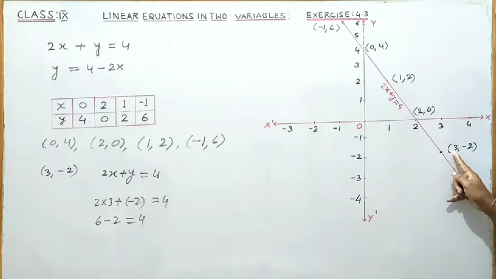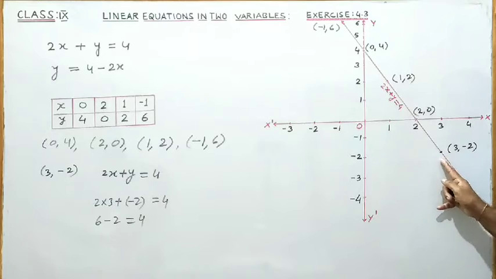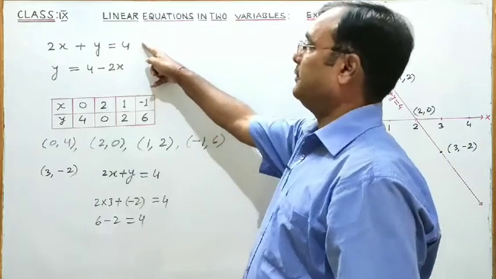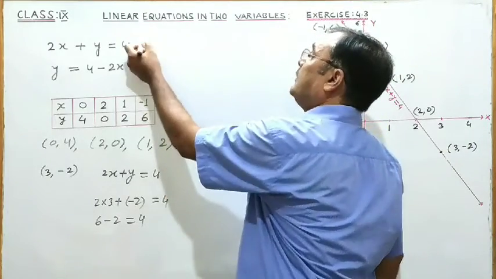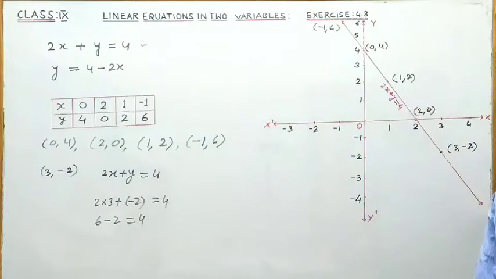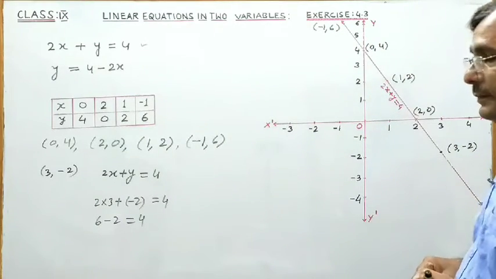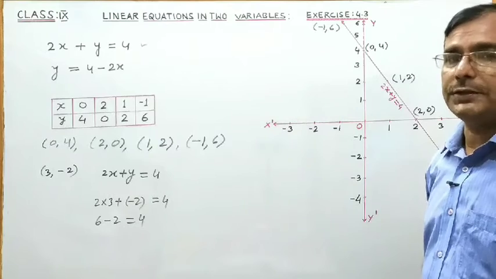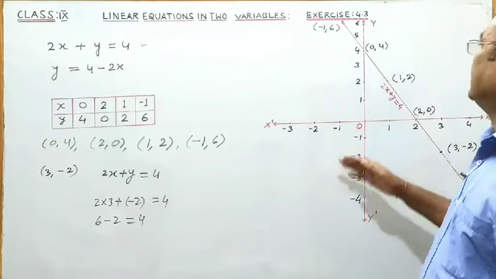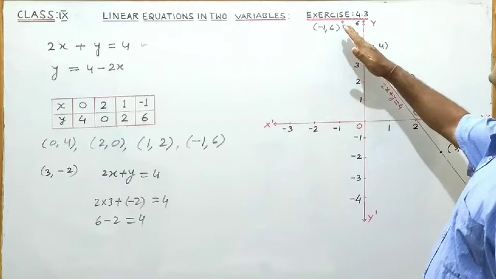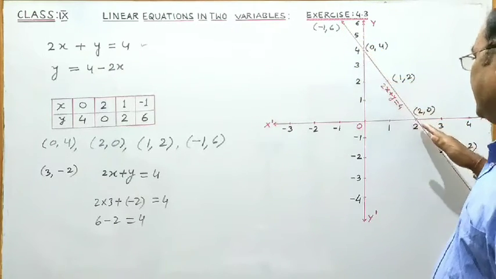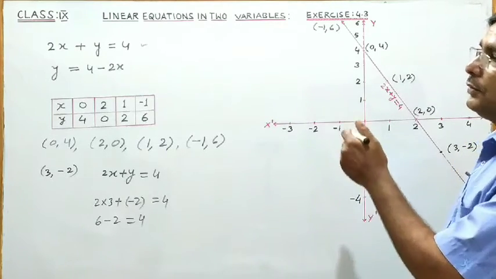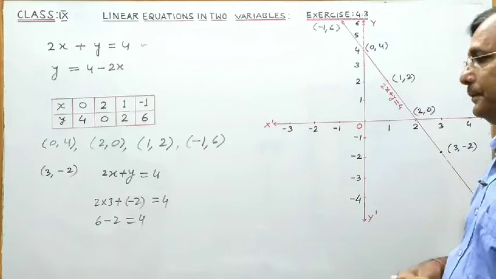So we can say that this point (3, minus 2), which lies on the graph of this linear equation 2x plus y equal to 4, is a solution of this linear equation. Similarly, if we consider some other points on this graph, they will also be solutions of this linear equation 2x plus y equal to 4. So we can say that all infinitely many points lying on this graph will be solutions of this given linear equation 2x plus y equal to 4.